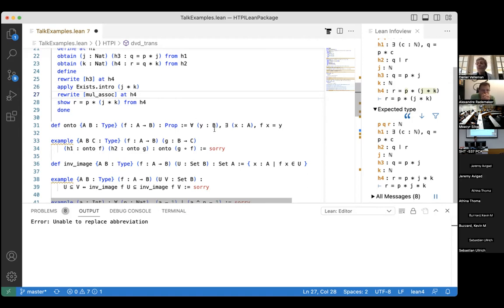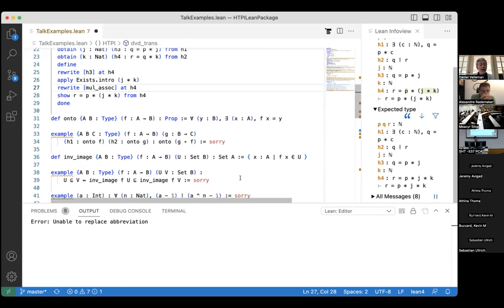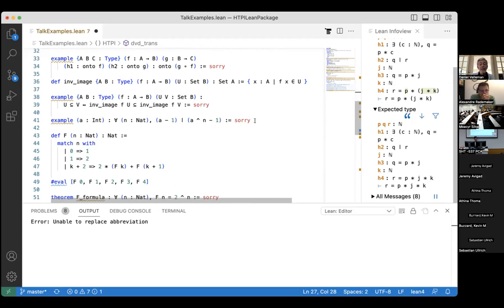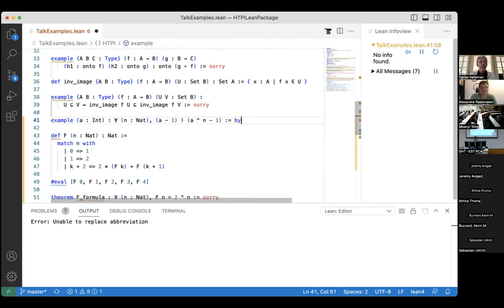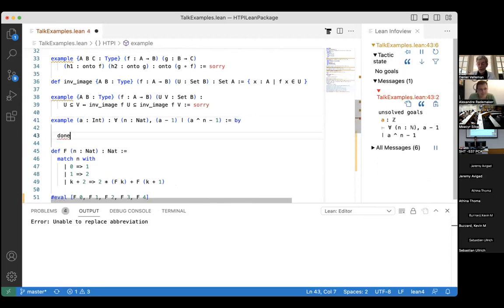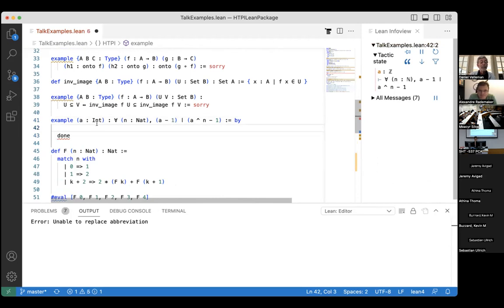I think I'm going to skip over the next couple. I've got some theorems here about functions, onto, inverse image. But let me try one that will involve mathematical induction. So here's a theorem about integers. A is an integer, and I'm going to prove that for every natural number n, A minus 1 divides A to the n minus 1. And I'm going to prove this by induction. The tactic I will use is called induction.